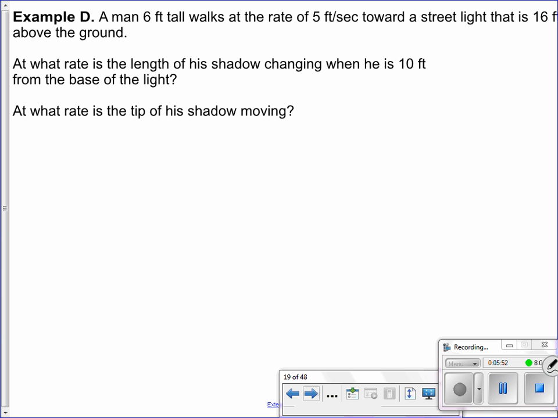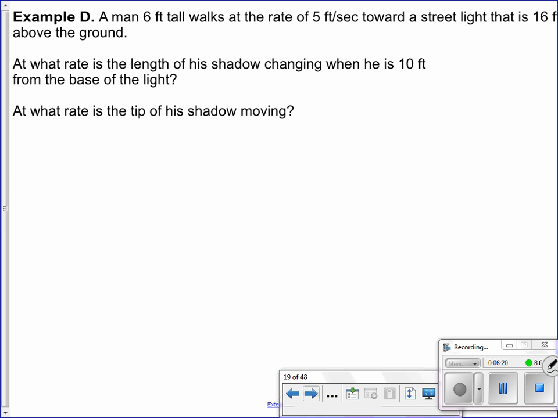This is on rates day 2. I know there was a rate, and I gave you one on Friday, but we didn't get to this one problem. I have to do the shadow problem. It's a classic. So you got this guy, 6 feet tall, walking at the rate of 5 feet per second toward a street light. That's 16 feet above the ground. At what rate is the length of his shadow changing when he's 10 feet from the base of the light?